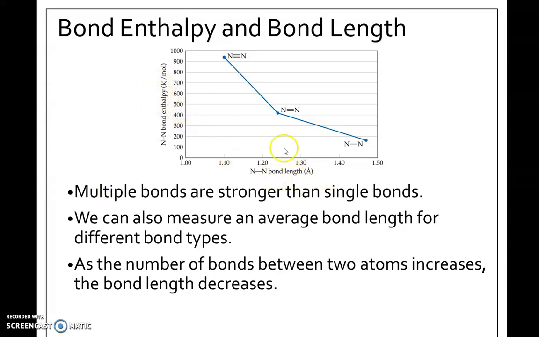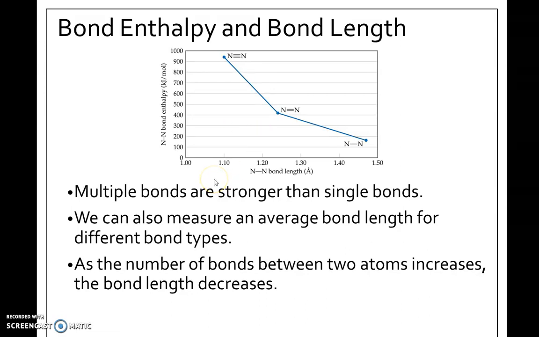So we can relate the energy and the length. As the length gets longer, the energy required to break the bonds decreases. So as you increase the number of bonds, it shortens. Not only does it shorten, it will also increase the energetics. So multiple bonds are stronger than single bonds. As the number of bonds between two atoms increases, the bond length decreases. So as you increase the number of bonds, the distance between the two atoms decreases, so they get closer together and it's harder to break them apart.